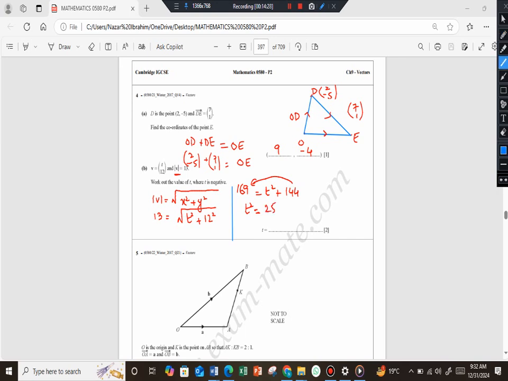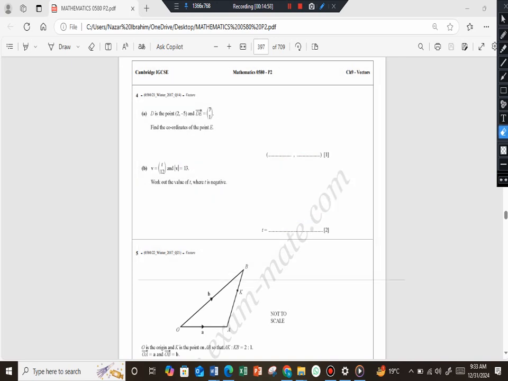Now if I want to calculate the value of t, what I need to do is take the square root again on both sides. So t is equal to plus minus 5. And it has been stated in the question, work out the value of t where t is negative. So t is minus 5, not plus 5. Clear? Okay, let's move further.